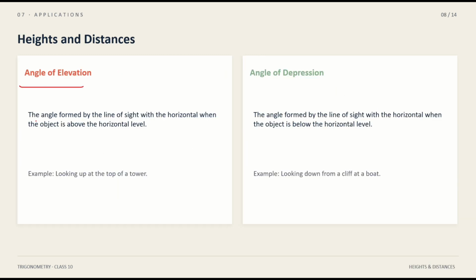Angle of elevation. Angle of elevation is the angle formed by the line of sight, that is this, and the horizontal. This is the angle of elevation.